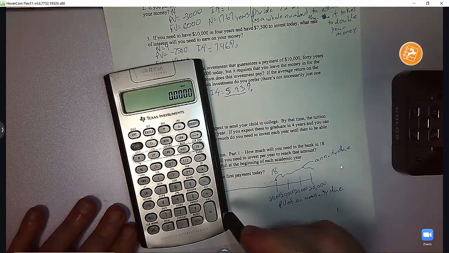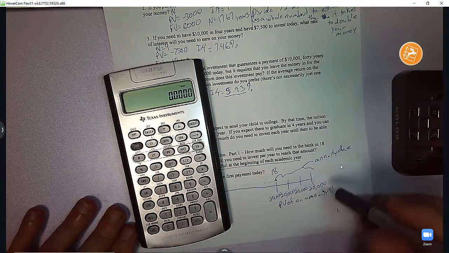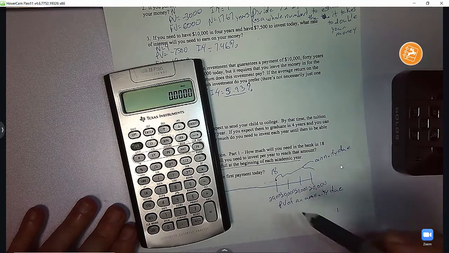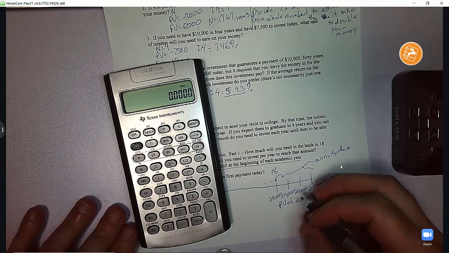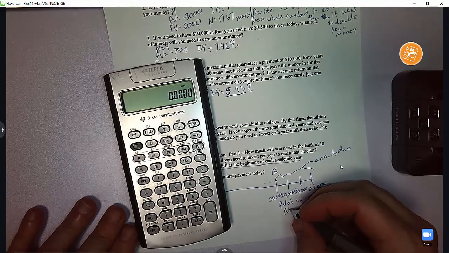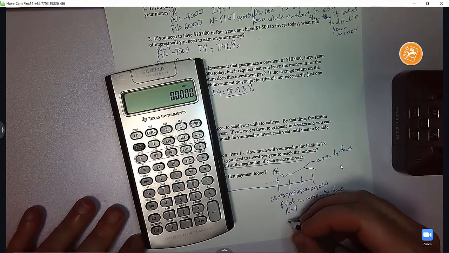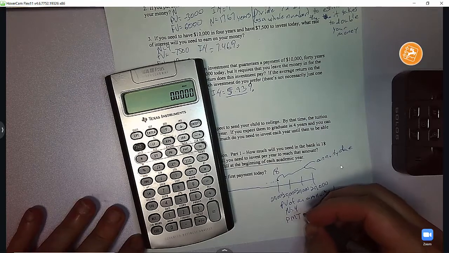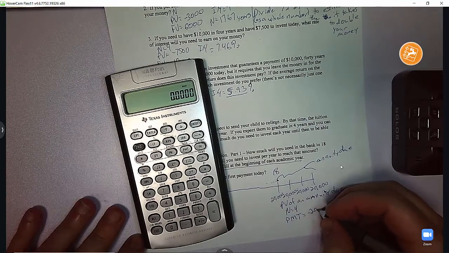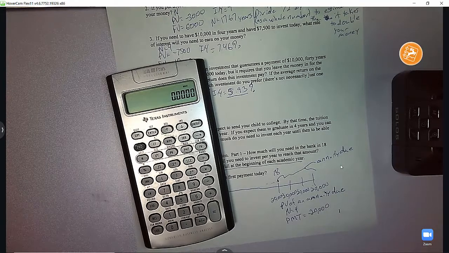So I want to find the present value of this $20,000 cash outflow at the beginning of the next 4 years. So my inputs are going to look like this. N is equal to 4. My payment is negative 20,000. The reason why it's negative 20,000 is because I'm going to be taking $20,000 out of my pocket every year at the beginning of each of the next 4 years.